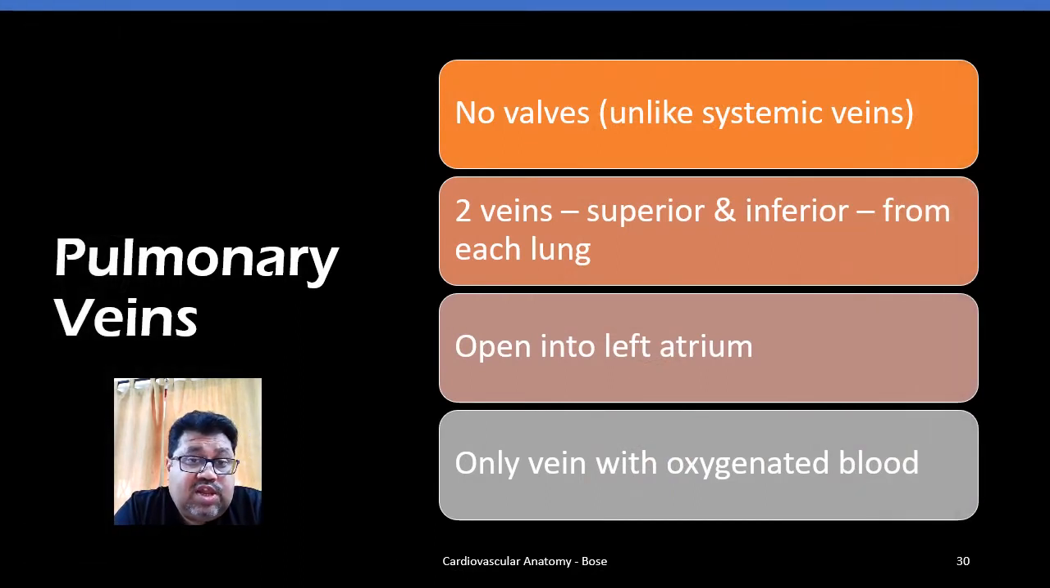Shifting focus, looking now at the pulmonary vein. Unlike the systemic veins, the pulmonary vein has no valves. They originate in the capillary networks and join together to ultimately form two veins, a superior and an inferior pulmonary vein, one from each lung, which opens separately into the left atrium. Thereby, you can see four openings in the left atrium with no valves at those junctions, draining the blood from the lungs into the left atrium.